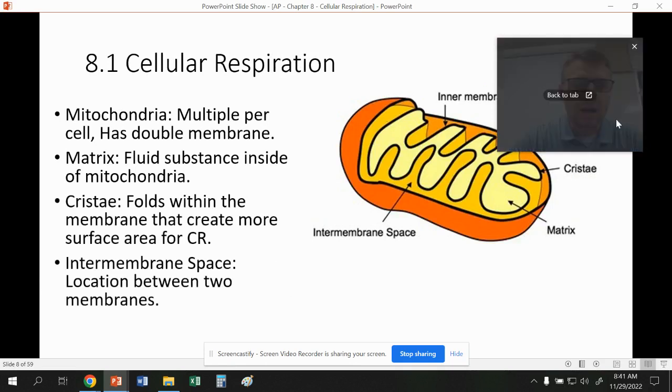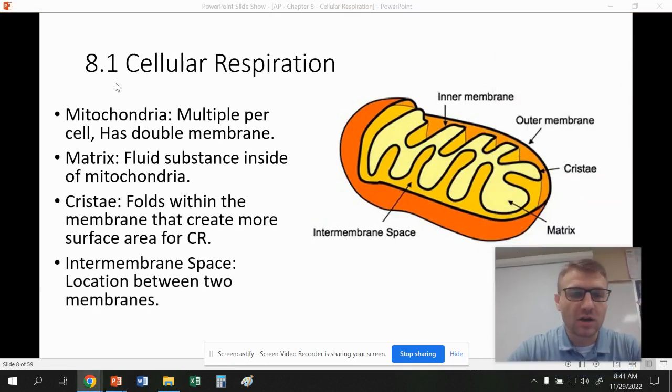Now, we also have to understand where parts of the mitochondria are. So these are the mitochondria. They are multiple per cell and have a double membrane. Remember the endosymbiotic theory. Matrix is the fluid inside the mitochondria, this light yellow portion here. Cristae are folds within the inner membrane. You can see we have 2 membranes, so these are the folds here. This increases surface area for more cellular respiration.